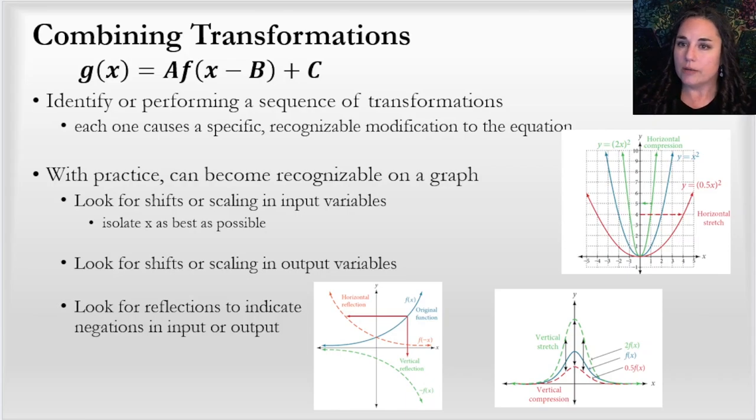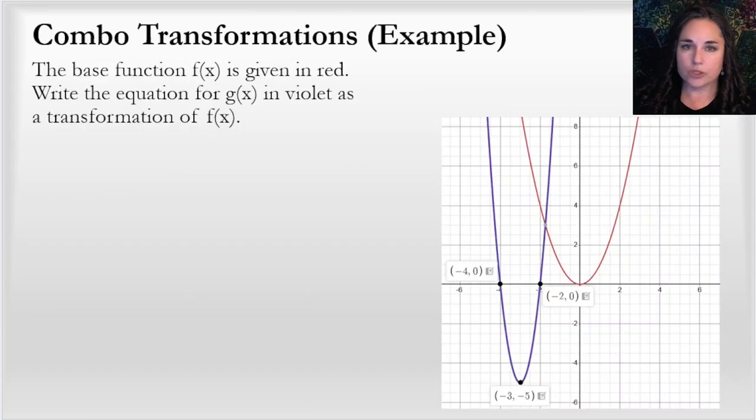Okay. So I'm going to go back to this graph that we looked at a little bit earlier on the introductory slide. I don't know if you remember. This original function f of x is the toolkit function x squared. The base function f of x is given in red. Write the equation for g of x in violet as a transformation of f of x. So here's g of x in violet. And it's our good old trusty parabola.